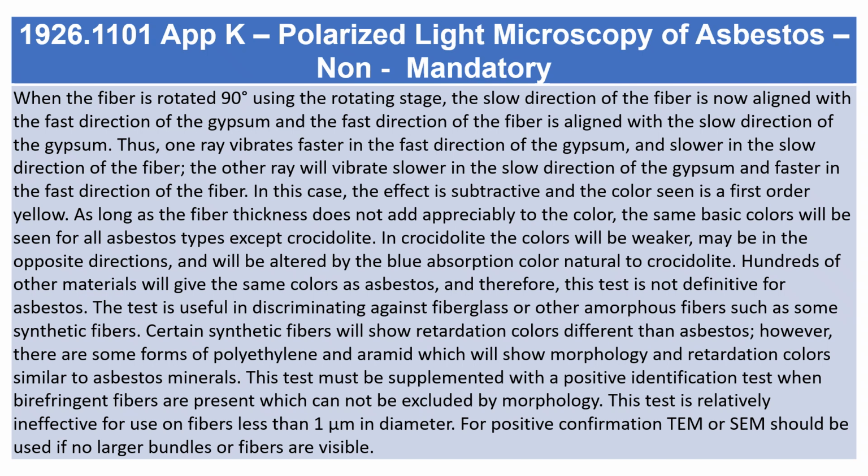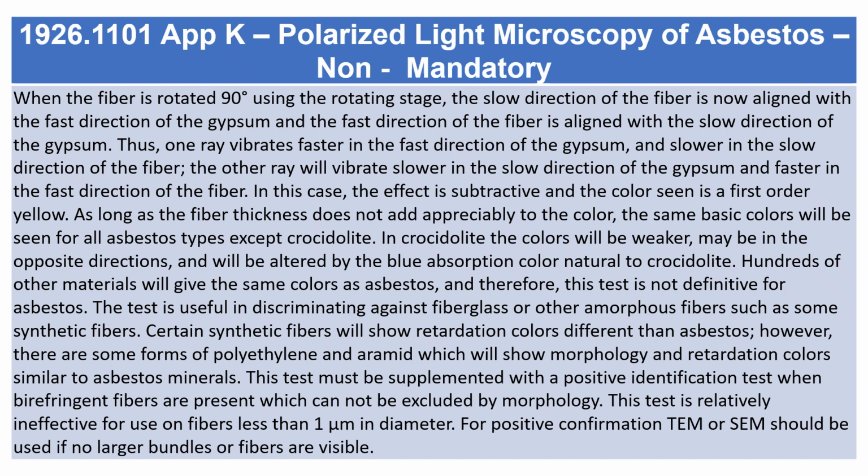not definitive for asbestos. The test is useful in discriminating against fiberglass or other amorphous fibers such as some synthetic fibers. Certain synthetic fibers will show retardation colors different than asbestos. However, there are some forms of polyethylene and aramid which will show morphology and retardation colors similar to asbestos minerals.